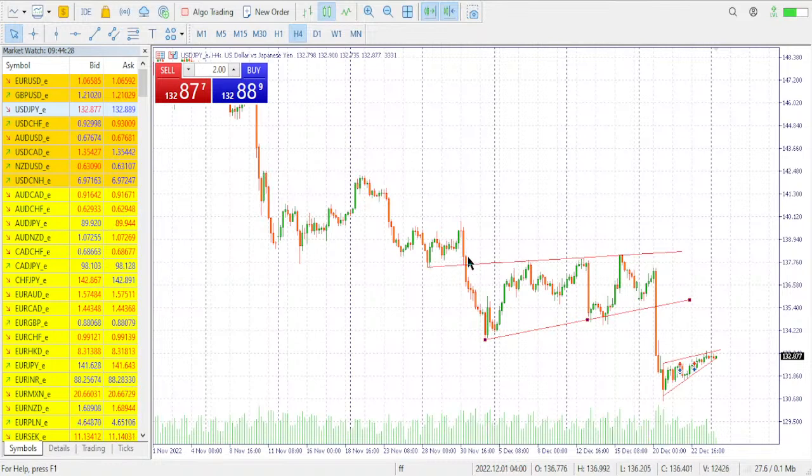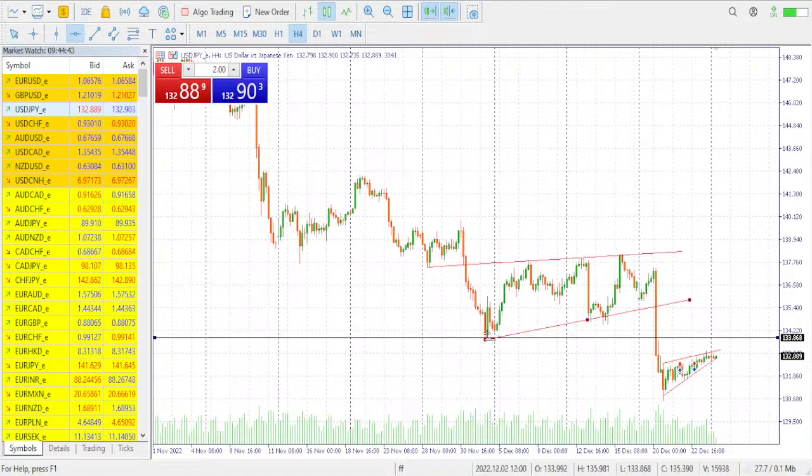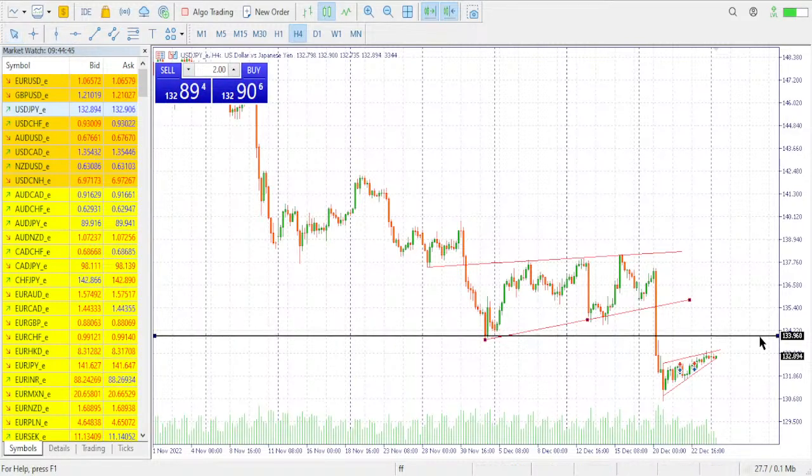We have a support, there is a break below, we have a resistance, we have a support, there is this breakout. So as it is right now, we may want to look for a sell when the price gets to this point. This is the best place to look for a sell position from, around 133.960.